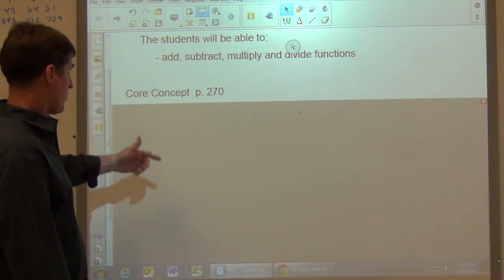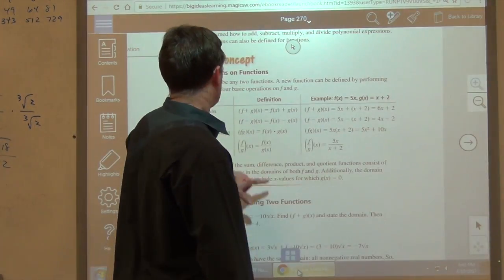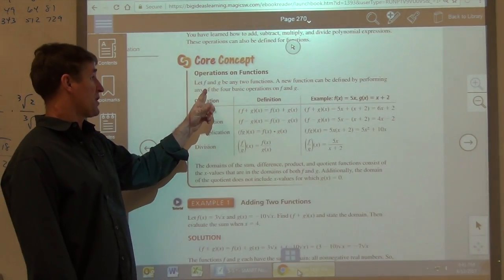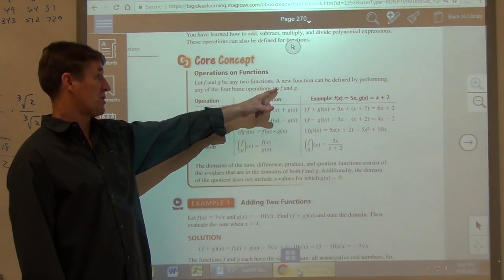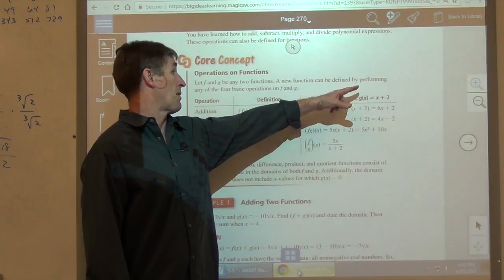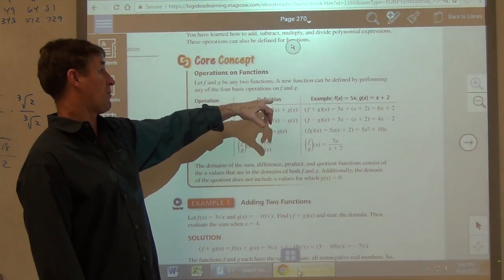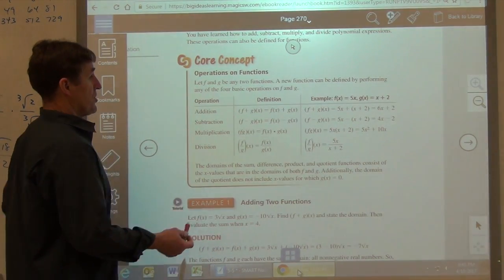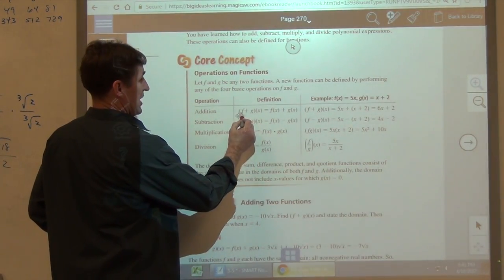So if we look at the textbook at page 270, our core concept is just operations. It shows you how it's going to be written. Let f and g be any two functions. A new function can be defined by performing any of the four basic operations on f and g: addition, subtraction, multiplication, and division.